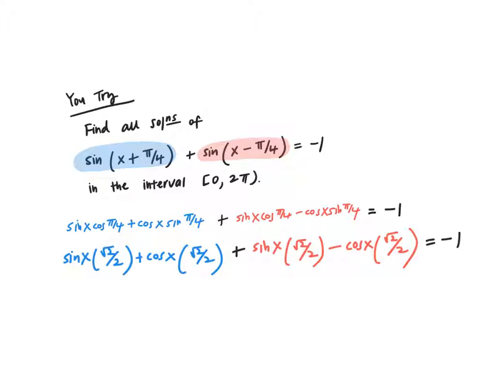I substituted it in, and then recognized that I have sine of x times root 2 over 2 twice. So this part right here is going to be 2 sine of x root 2 over 2. And then I have positive cosine of x root 2 over 2 and minus cosine of x root 2 over 2, so these two terms cancel out. On the left-hand side, I end up with 2 sine of x root 2 over 2 because I have two of them, so I combine them. And on the right-hand side, I end up with negative 1.